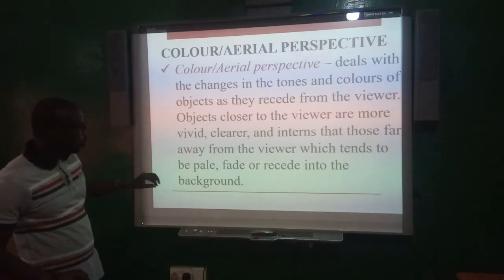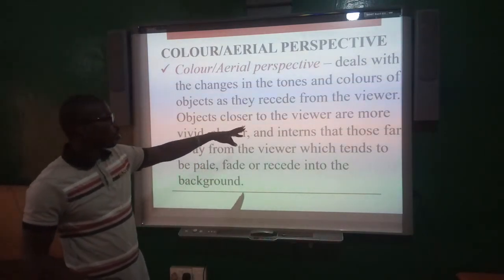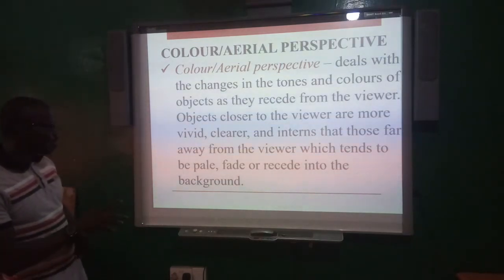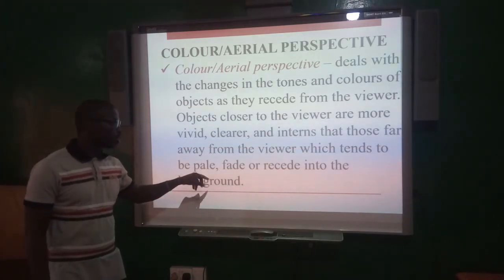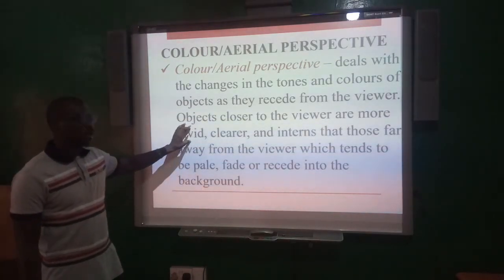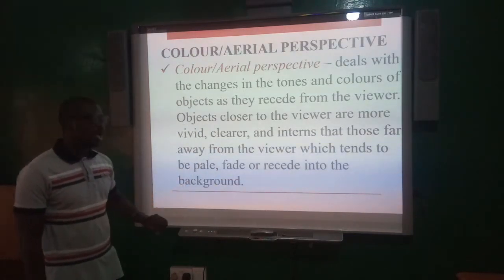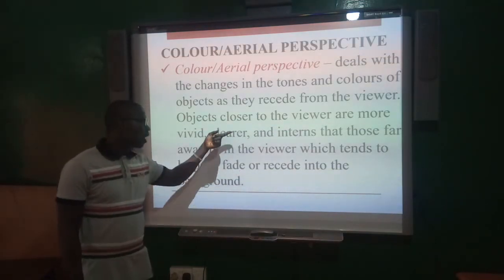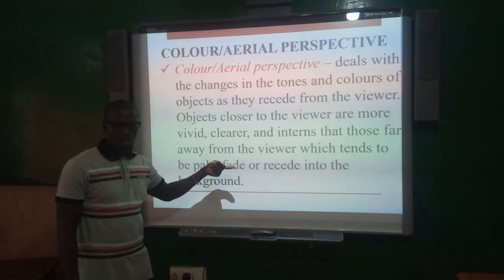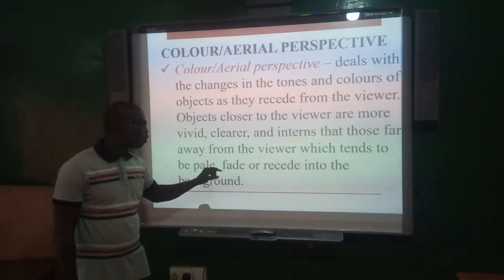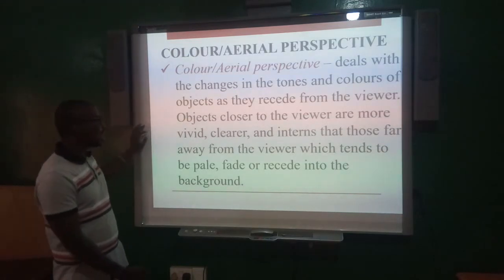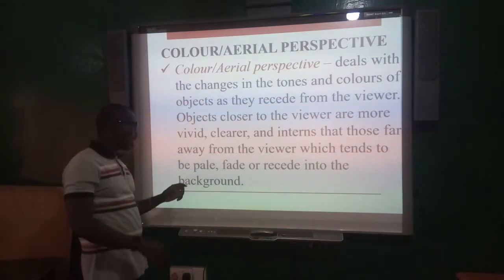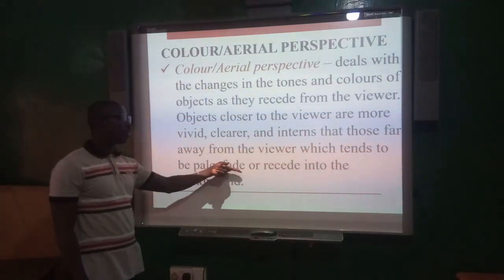So objects closer to the viewer are more vivid, clearer, and intense than those far away from the viewer, which tend to be pale. Take note of these words. Those objects that are closer to the viewer are vivid and clearer, and those that are in the distance are pale and they fade. These two words define the two. So objects closer to the viewer appear vivid, clearer, and brighter. Those that are in a distance or away from the viewer appear pale and they fade or recede into the background.